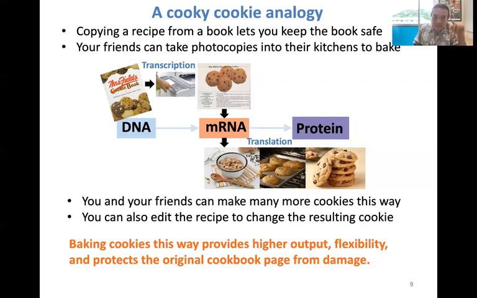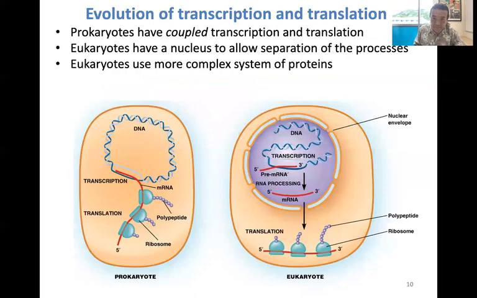So again, baking cookies this way provides higher output, it provides flexibility, and it protects the original cookbook page from damage. That's why life evolved on Earth to use this RNA intermediate. Different forms of life do this process differently. Prokaryotes, the simplest ancient forms of life, do a coupled transcription and translation. In other words, as they are transcribing their genes from their genome into RNA, at the same time that RNA is being translated into polypeptide chains.